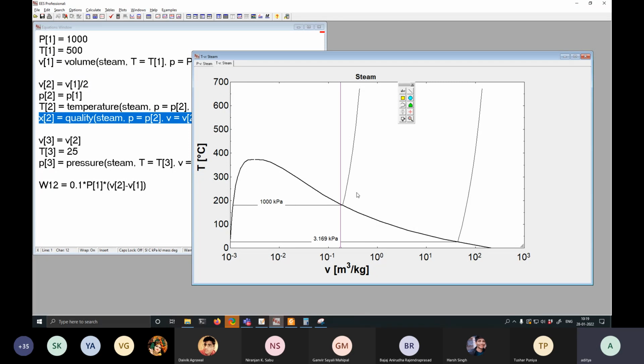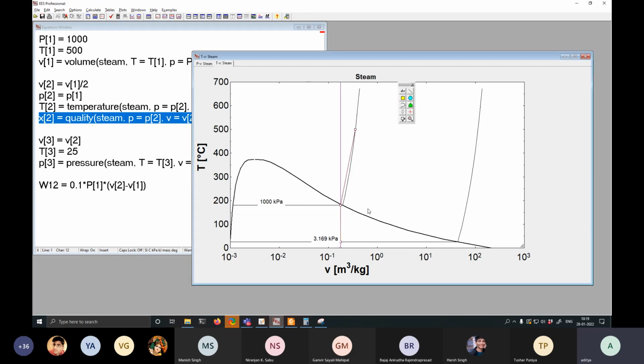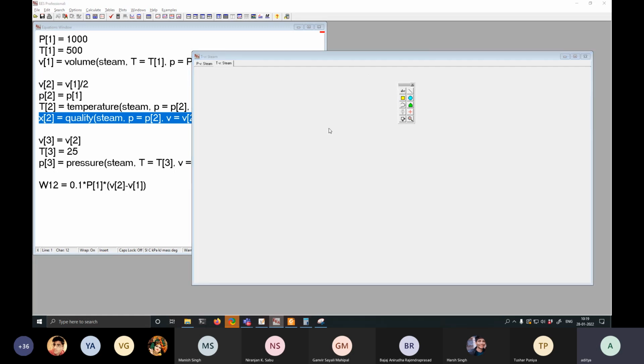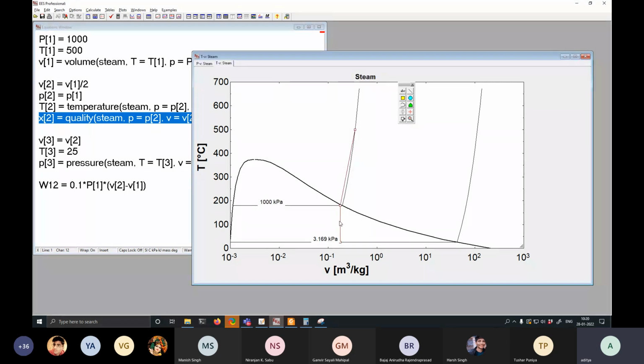What happened? Sir, on the y-axis, it's temperature. Oh, sorry. If you go to plots, overlay plot, on the y-axis, we have the temperature. Okay. So forget about this line. How do you actually modify? So I will get rid of this. Delete. Okay. Yeah, good. So this is how the process looks like.